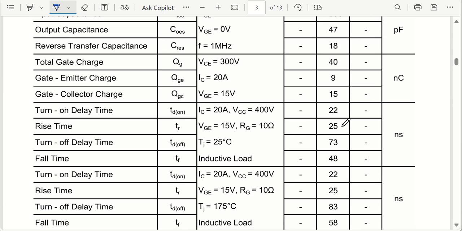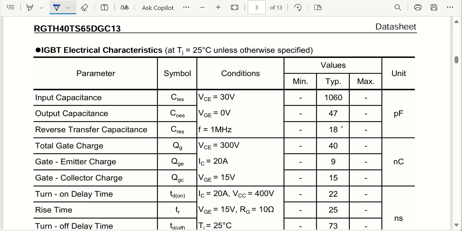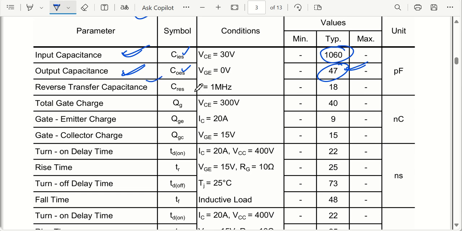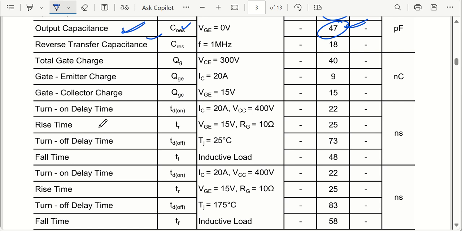Let us get into the further information. In electrical characteristics continued, we have input capacitance that is 1060 picofarad. We have output capacitance that is 47 picofarad. So input capacitance is between gate and emitter, and then we have output capacitance between collector and emitter. Now coming to reverse transfer capacitance, that is going to be 18 picofarad. This is the important part. We have gate to emitter charge, gate to collector charge, and total charge. As you can see, we have around 40 nanocoulombs of total charge. What is the turn on and turn off time delay?